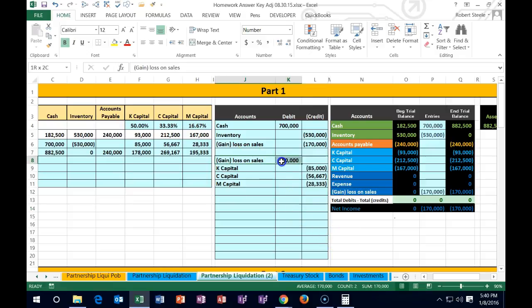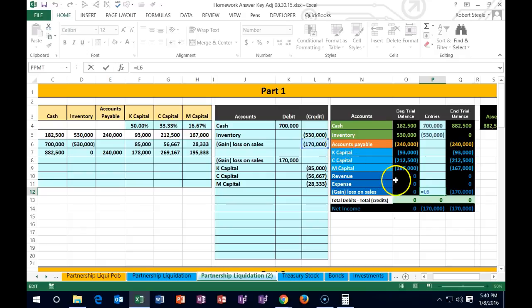We're going to post the gain down here. We're going to post it to the blue area. There's already something in there. Therefore, what we're going to do is double click on that and go to the end of it. I can see, of course, that this gain account is there. I'm going to go to the end.